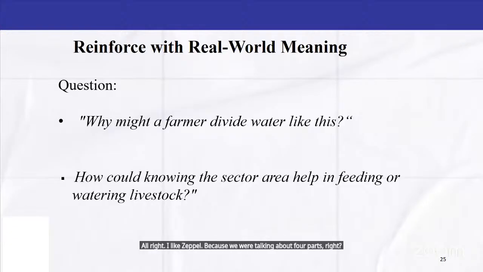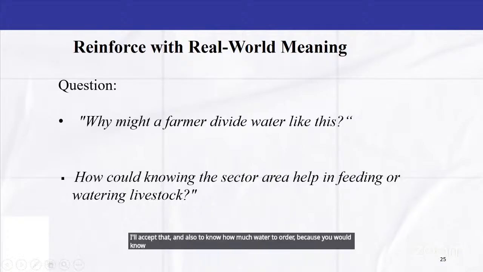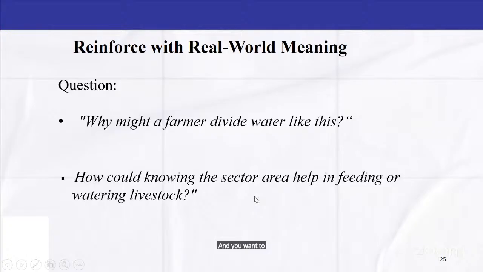Now, how could knowing the sector area help in feeding or watering the livestock? How could that assist Mr. Clark? To make sure the water flows evenly throughout each part. I'll accept that. And also to know how much water to order, because you would know the amount of water that is needed for each section, and you want to equally divide the water among the cows.